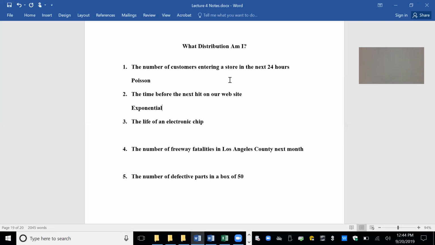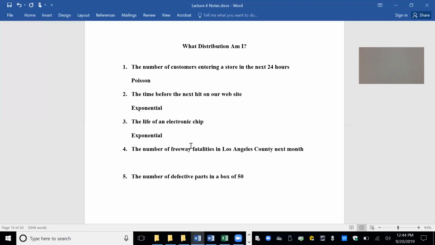Done. Exponential. The lifespan of an electronic chip. Let's think about it before we answer. Let's be a sloth. We get slow and methodical. Can it take on the value 1.234 years? Can my chip last 1.234 years? Yes, it can. It's continuous. It is exponential. Right then and right there, don't need to go any further.